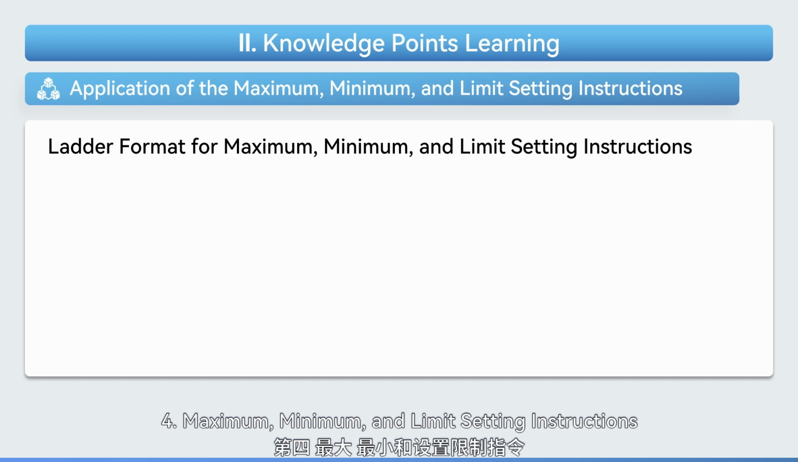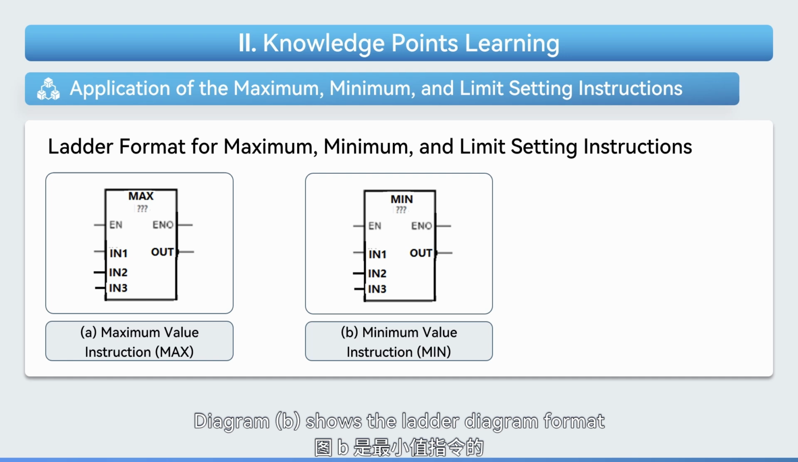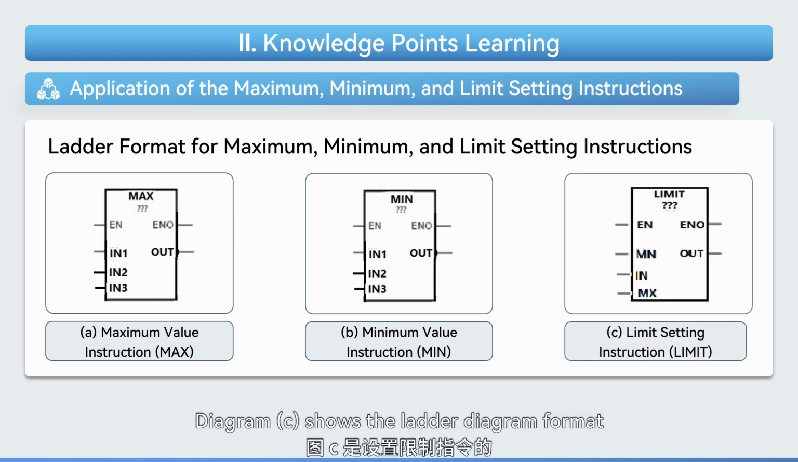4. Maximum, minimum, and limit setting instructions. Diagram A shows the ladder diagram format of the maximum value instruction. Diagram B shows the ladder diagram format of the minimum value instruction. Diagram C shows the ladder diagram format of the limit setting instruction.